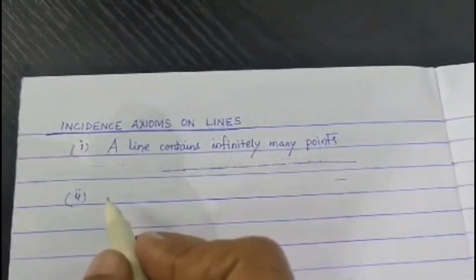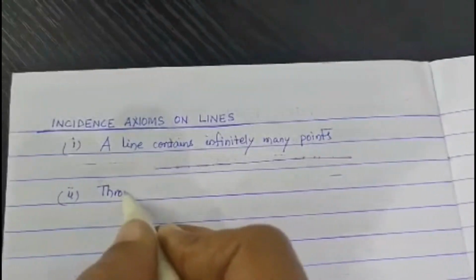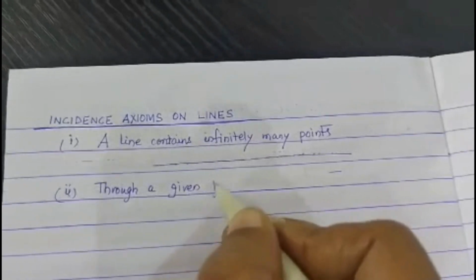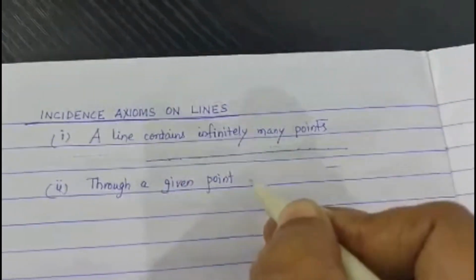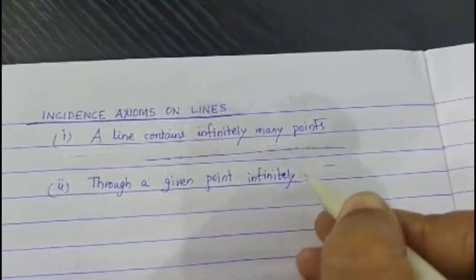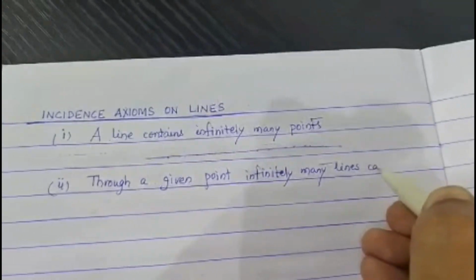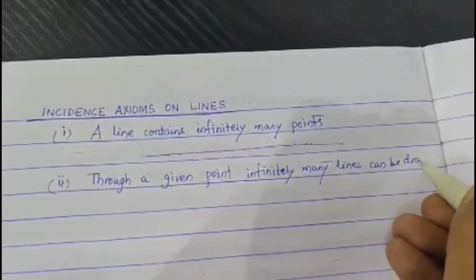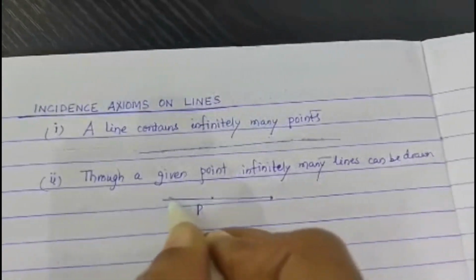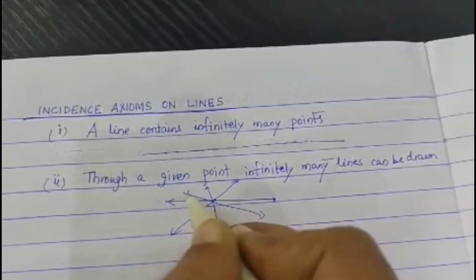Now the second one is: through a given point infinitely many lines can be drawn. You know it very well. Suppose this is a point. Through this you can draw so many lines.